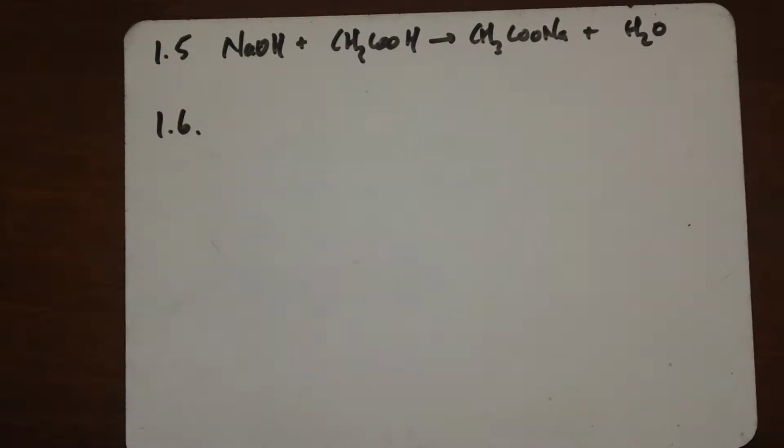Right, question 1.5, still on with this titration question. Okay, the next question is, state the number of moles of ethanoic acid that reacted with the number of moles of sodium hydroxide.